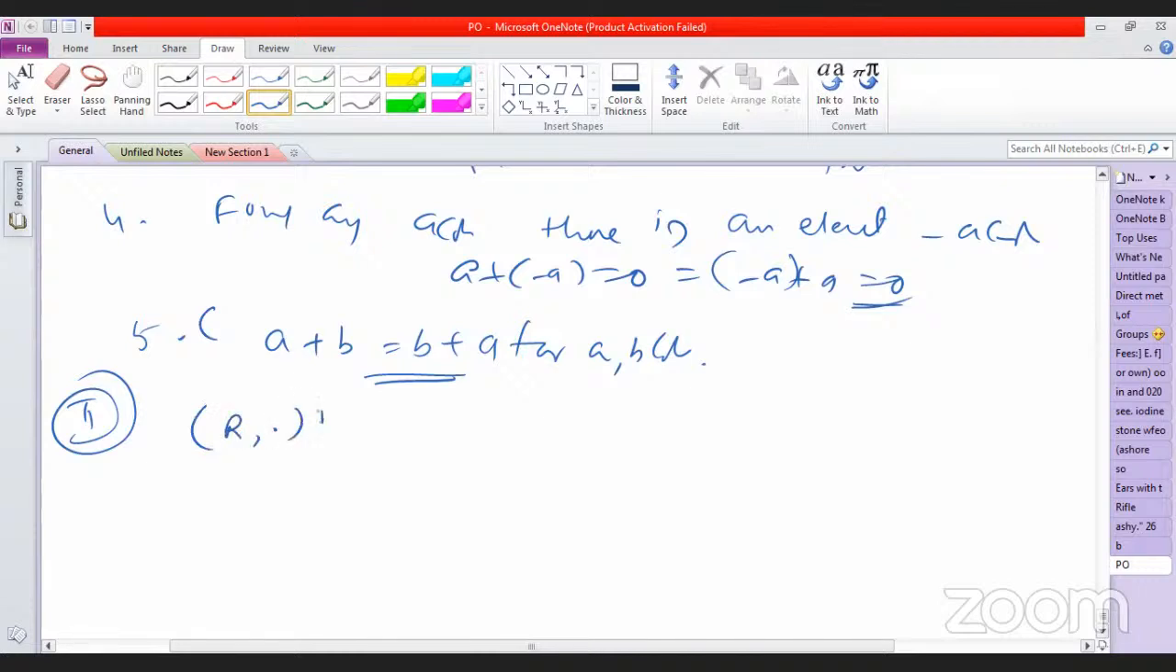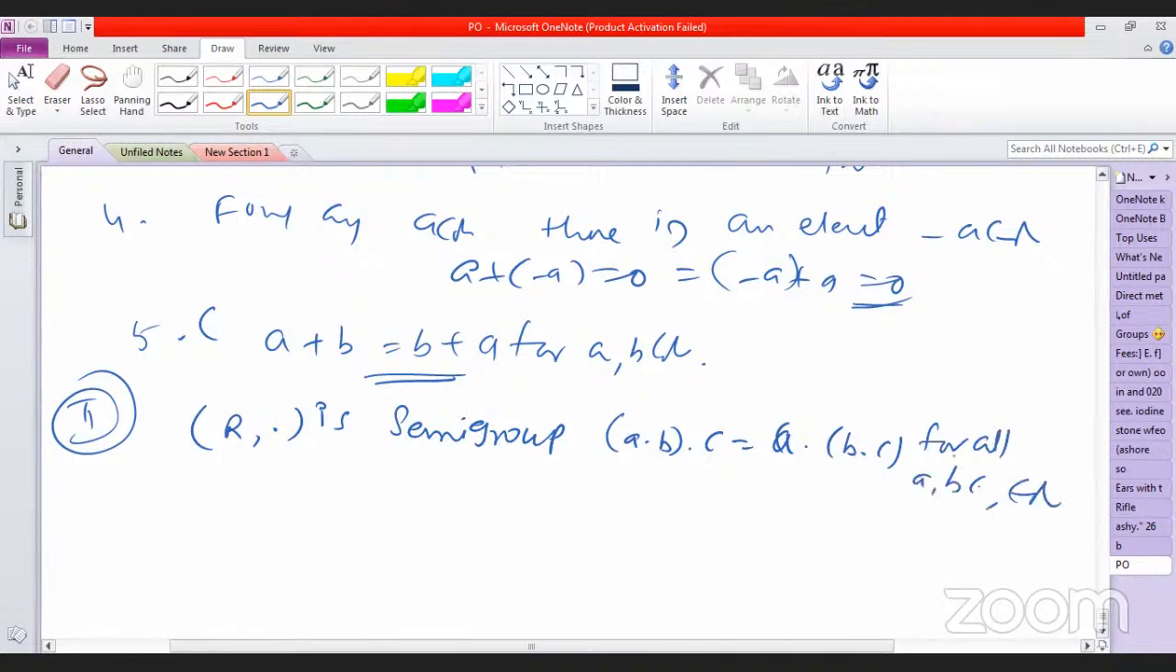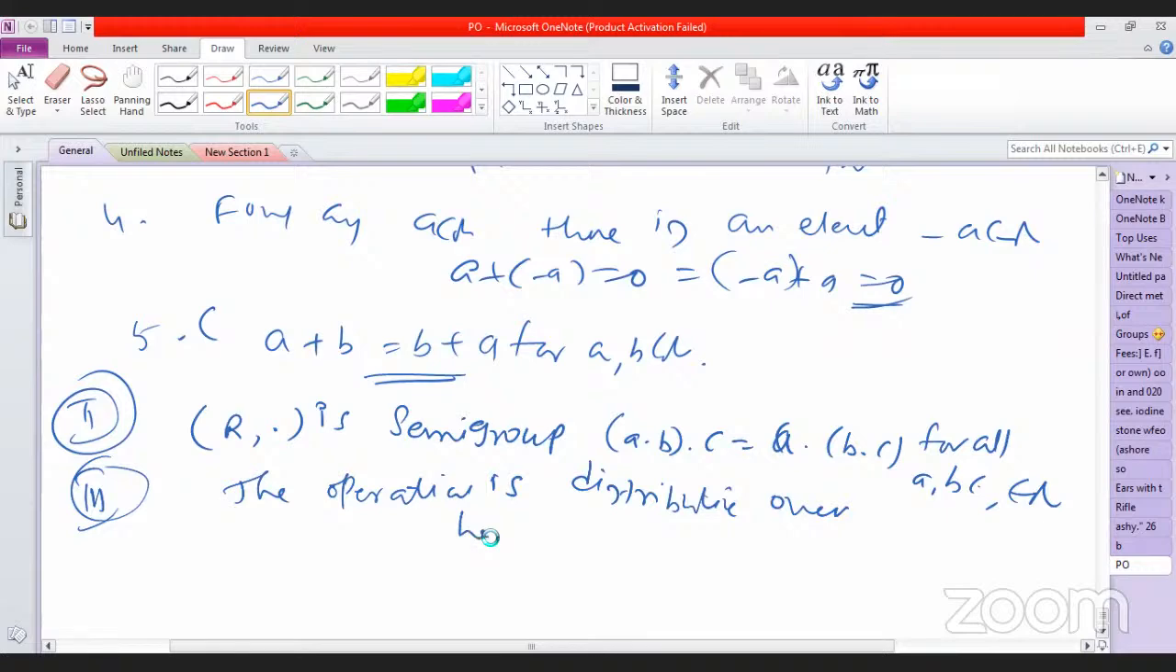R comma dot is a semigroup. What is the meaning of semigroup? Under multiplication, it has to be associative, sir. Associativity should be satisfied under multiplication for all A, B, C belonging to R. The operation dot is distributive over the operation plus.